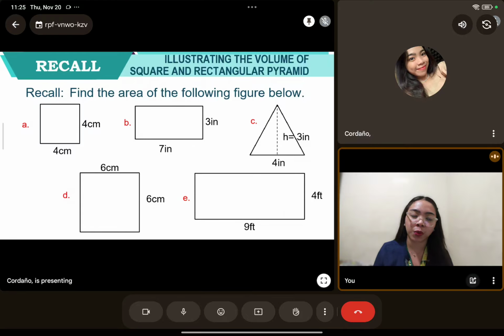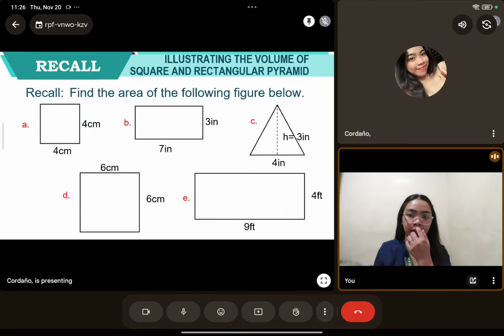So before we proceed with our topic for today, let's have a recall. I already taught to you how to find the area. So, alam niyo naman na kung ano yung formula ng area. So, for square, the formula for getting the area of the square is side squared, or side times side. While sa rectangle naman is length times width.